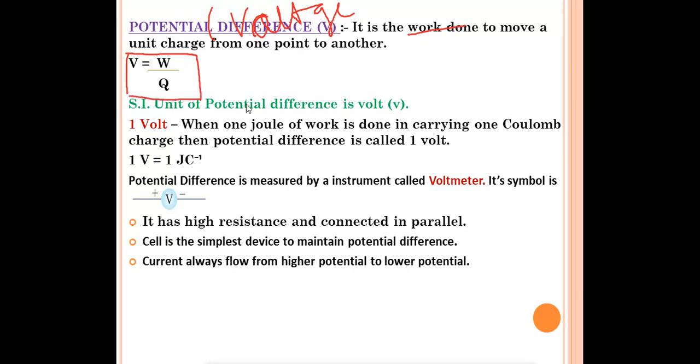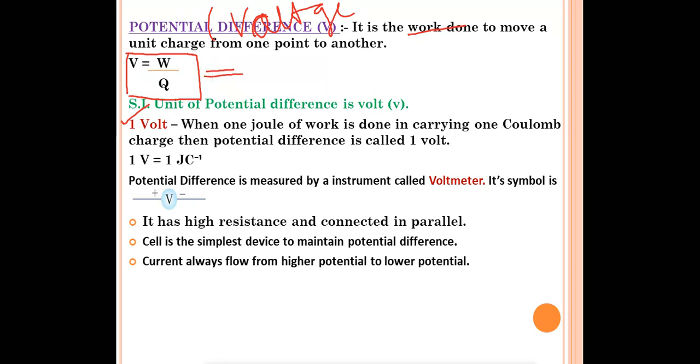And what will be the SI unit of potential difference? It is volt, V-O-L-T. Now, what is the definition of 1 volt? This question can also come: define 1 volt. What you will write: when 1 joule of work is done in carrying 1 coulomb of charge, then the potential difference is called 1 volt.